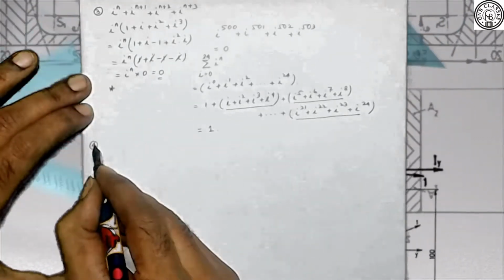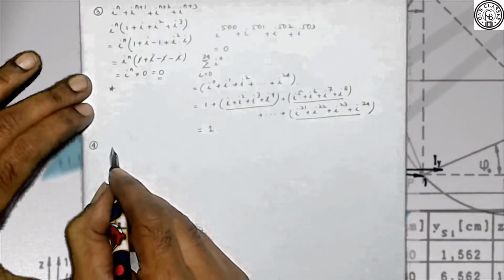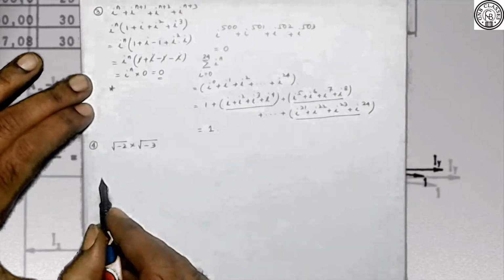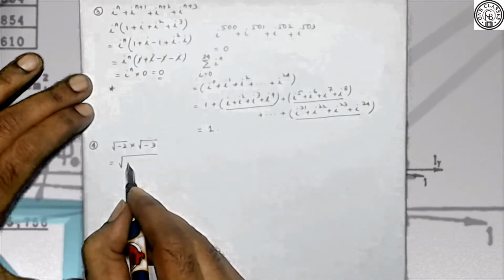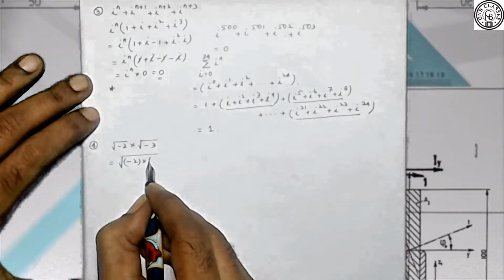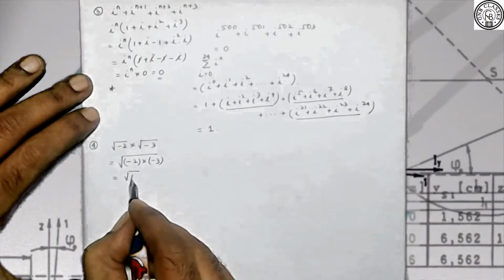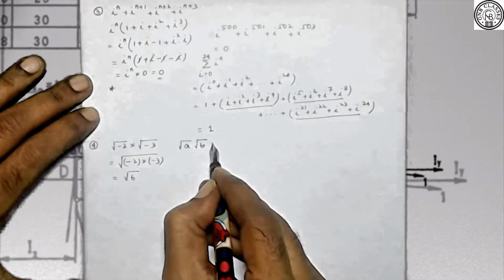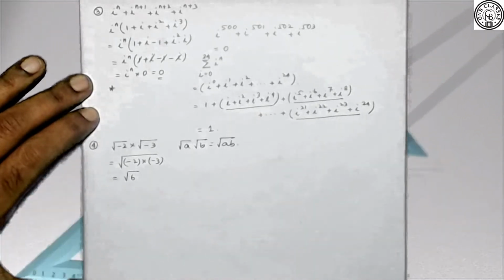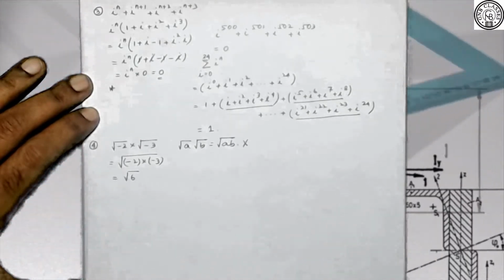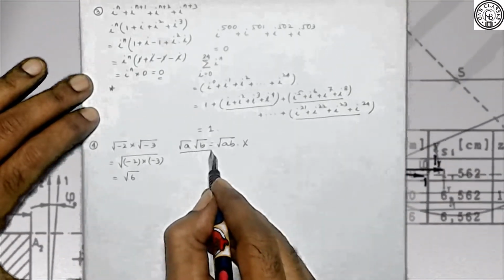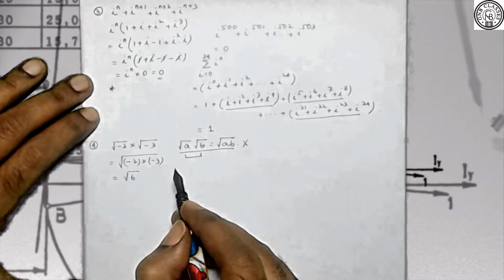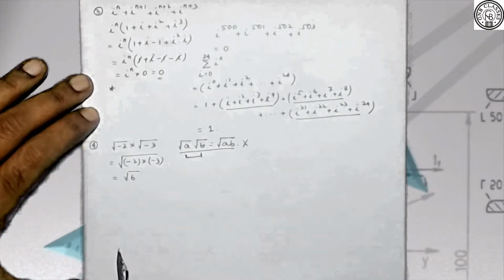The fourth one. Suppose we have been given root of minus 2 into root of minus 3. How to solve this problem? We will write this as root of minus 2 into minus 3. So that will give you root 6. Yes or no? Because we have been taught that root of a into root of b is always equal to root of ab. But this is not correct every time. This is only correct when at least one of these two is a purely real number. At least one of these two is purely a real number.